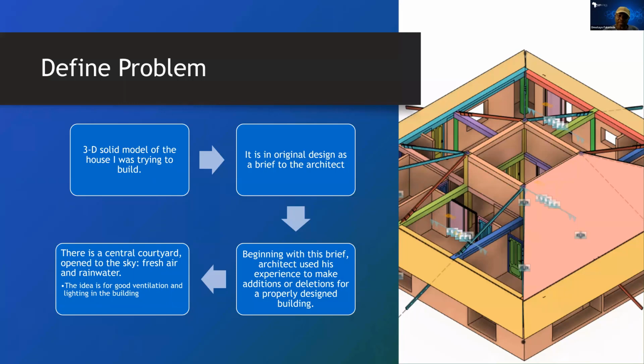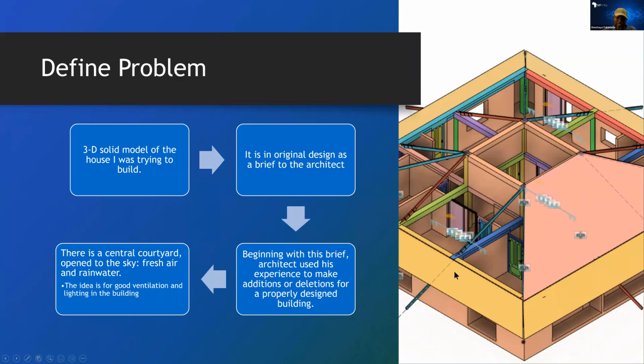I will take you through the Fusion 360 drawing of this. I'm just showing you the typical drawing because I want to lead you to a problem that we will need to solve by communicating graphically. And we are going to go through this, creating the diagrams in 3D solid model today. So this is the original design from my own mind. This is what went to the architect. Beginning with this brief, the architect used his experience to make additions or deletions for a properly designed building. So the architect started from here.